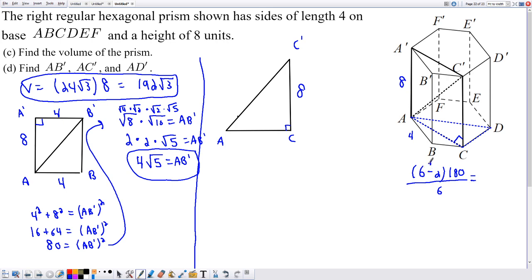6 minus 2 is 4. 4 over 6 becomes 2 over 3, multiplied by 180 is going to become, well, if we think about 18 divided by 3 is 6, times 2 is 12, that would be 120. So this entire interior angle is 120 degrees.